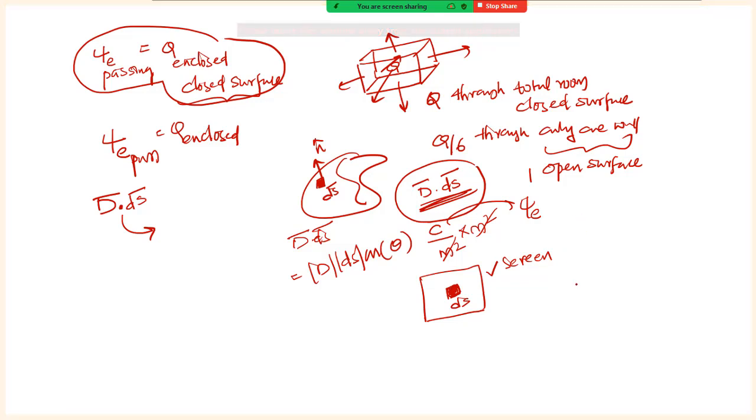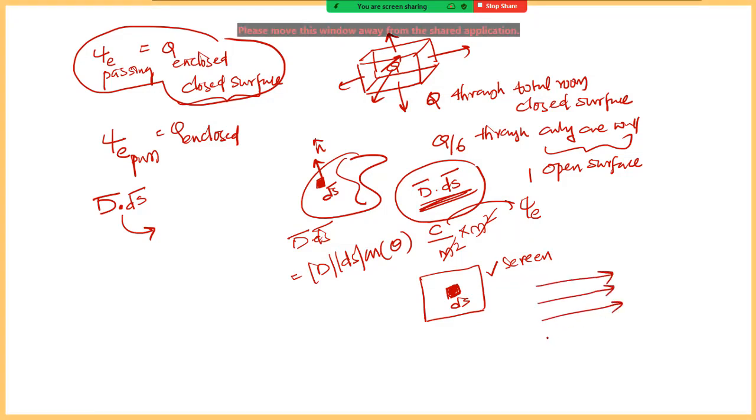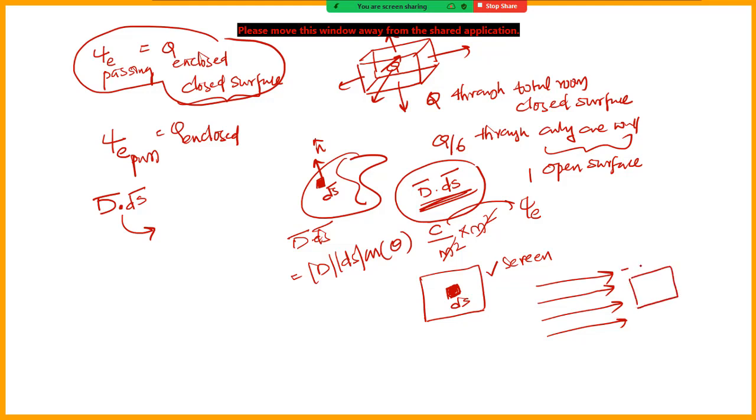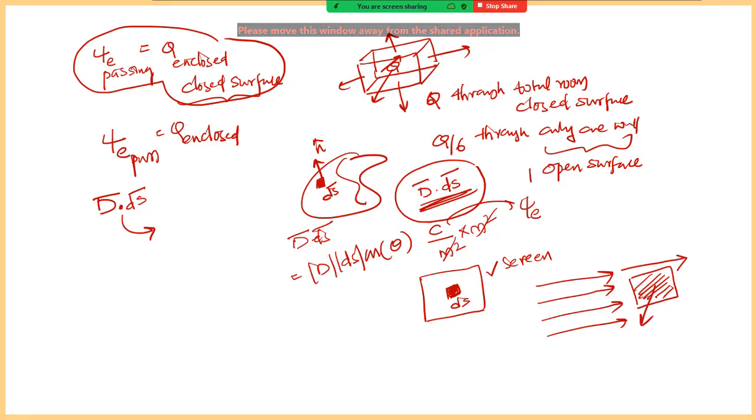For example, here I will show in a different manner if you can't understand this one. Electric flux lines are going this way. What you are doing is keeping the differential surface like this. Electric flux lines are going in this way, but this differential surface is this one. What is the direction of the differential surface? It is coming out of that particular surface, perpendicular to the surface.